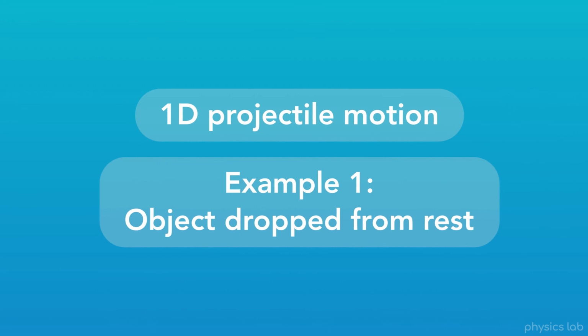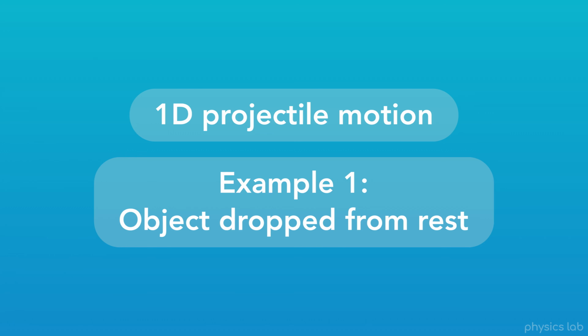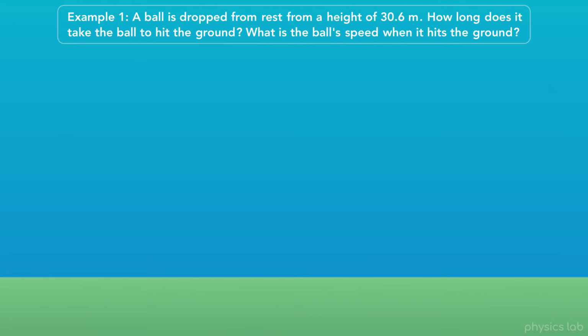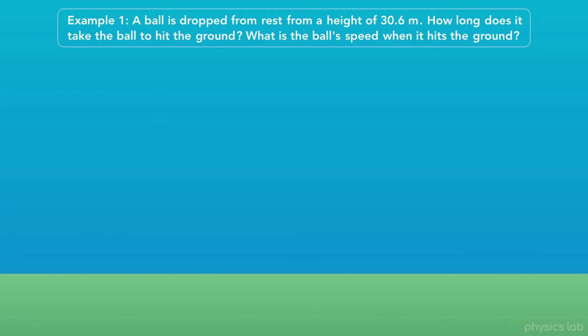Let's start with the simplest example of 1D projectile motion, an object dropped from rest. A ball is dropped from rest from a height of 30.6 meters. How long does it take the ball to hit the ground? And what is the ball's speed when it hits the ground?